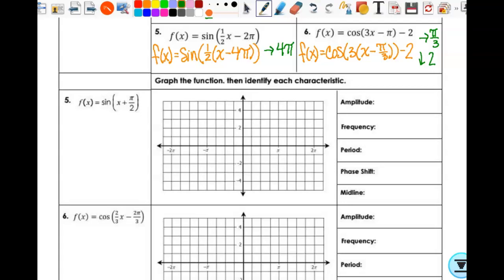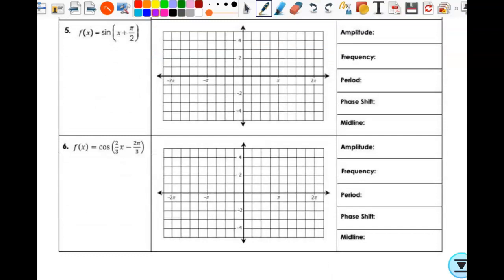Okay. So let's graph some of these. So we're going to fill all this stuff in over on the right first, but first we want to look at this and see if we need to factor. Do I need to factor anything in number 5? No. Okay. So my amplitude, what's the amplitude here? 1. What's the frequency? Also 1, which means the period is what? 2 pi. Good. Do I have a phase shift? Yes. Which way am I going? Left. Pi halves, right? And my midline is at y equals 0.